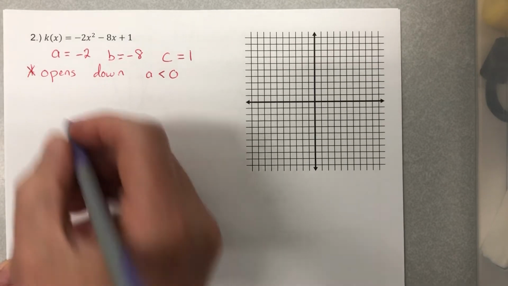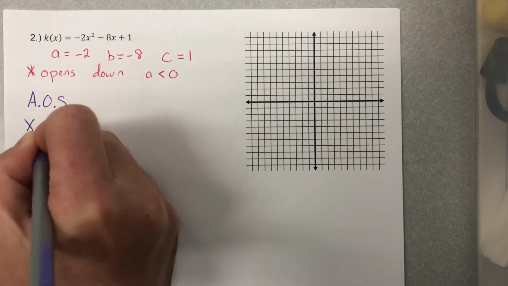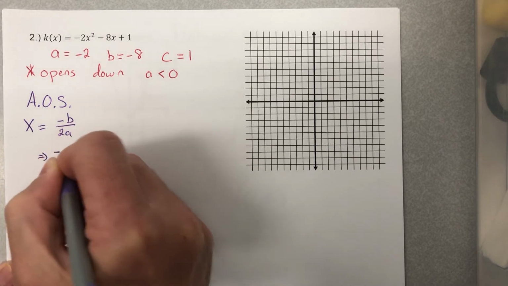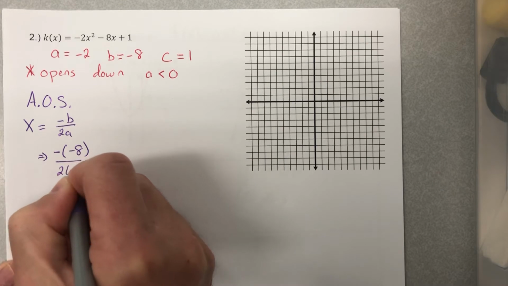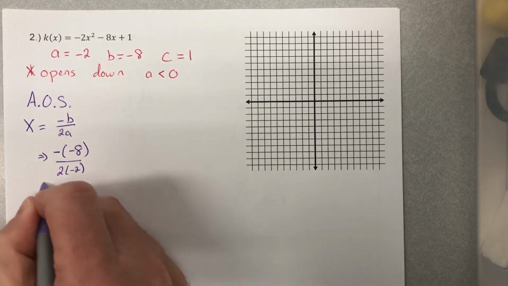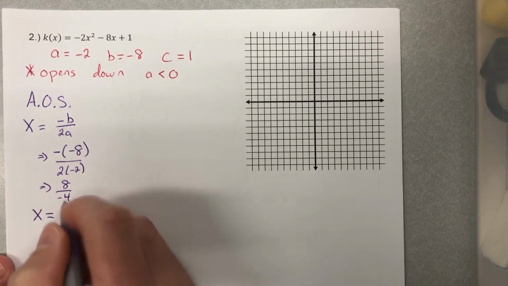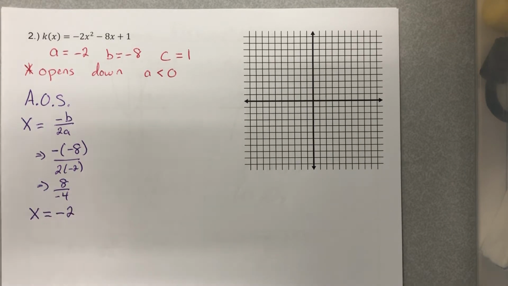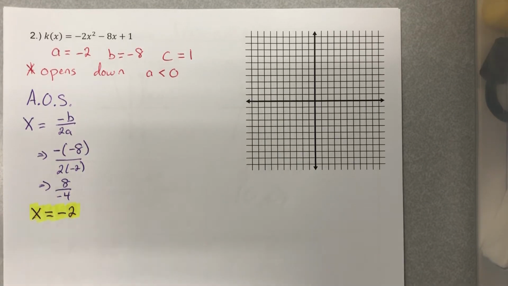The next point I like to find is my axis of symmetry. And just a reminder, it's the opposite of b over 2a. We plug in our value. Our b in this case is -8 over 2 times -2, which is 8 divided by -4. So our axis of symmetry in this case is x equals -2. Once again, I'm going to highlight that on my graph to help save me some time going through to graph this.